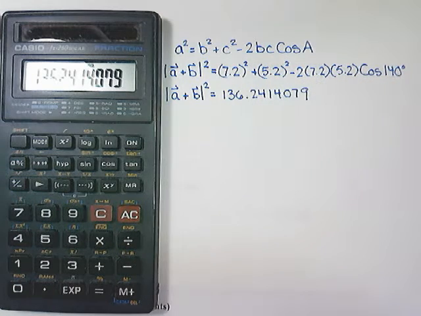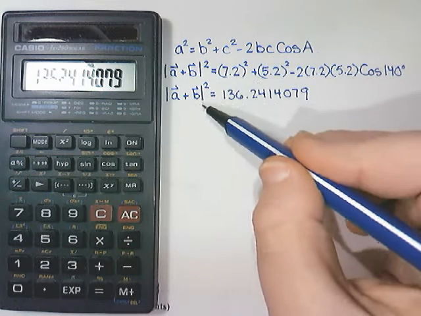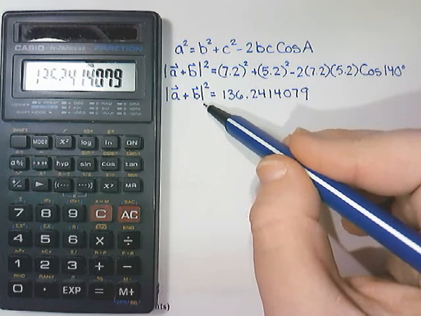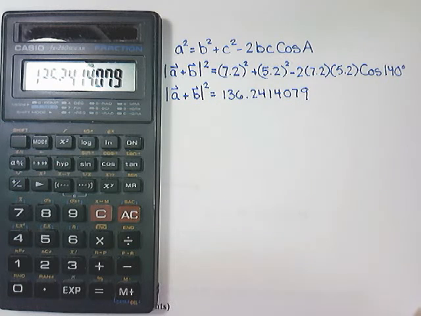So I have 136.2414079. All right, this is not the magnitude of A plus B. This is the magnitude of A plus B squared. So to get rid of the square, we would do the opposite and square root.